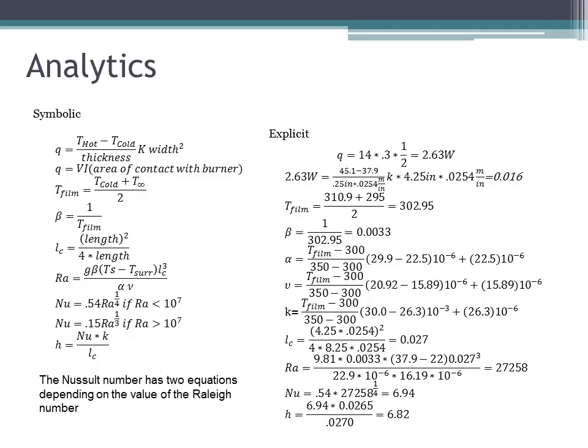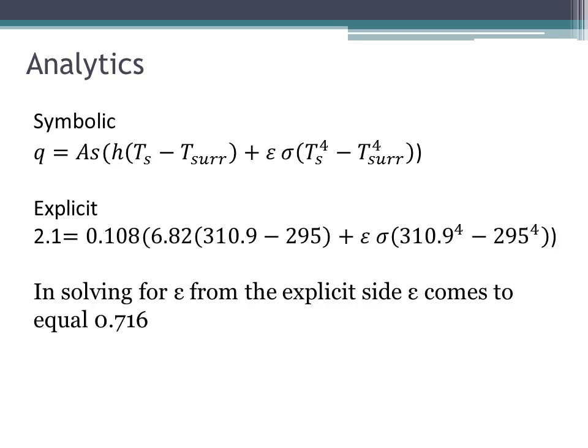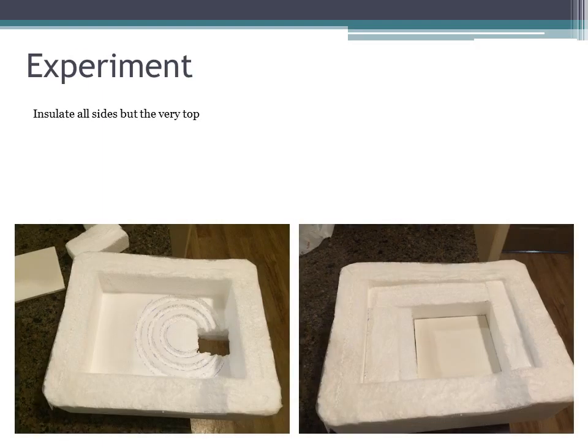Now, the Rayleigh number is a little bit on the small side, but it is air and free convection, and the Nusselt number comes out as a good value, and our H value comes out as a good value as well. So we thought that it was correct. And then to solve for emissivity, we just used the general heat transfer equation with convection and radiation. We put in our values that we had, and we solve for emissivity, and we get 0.716.